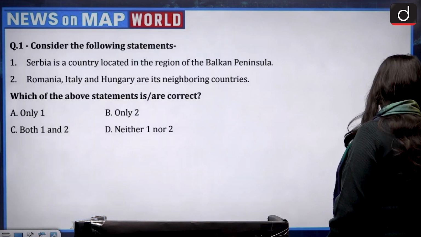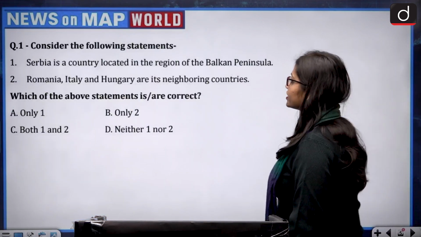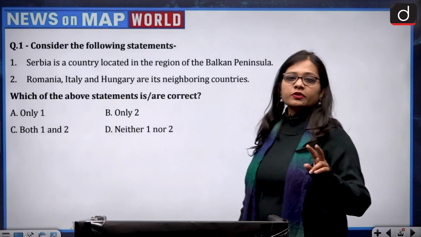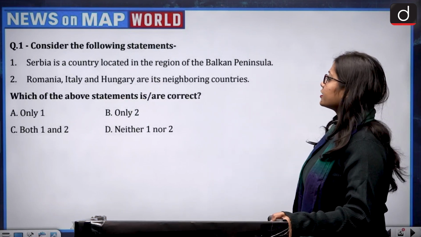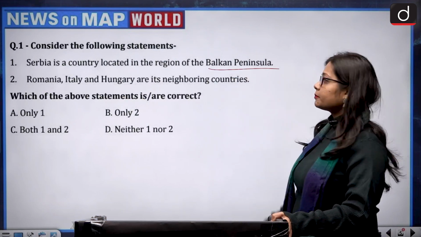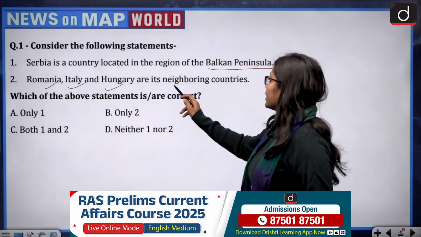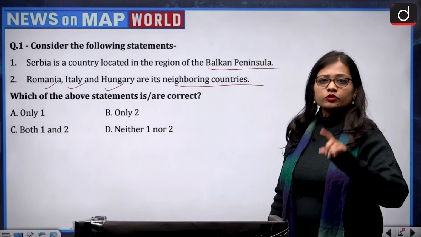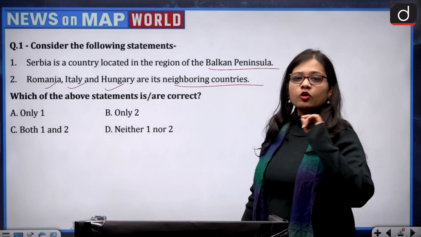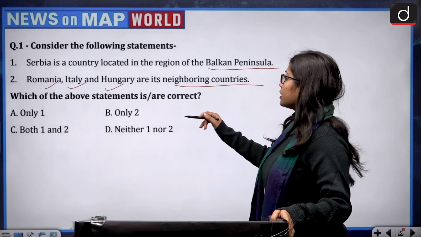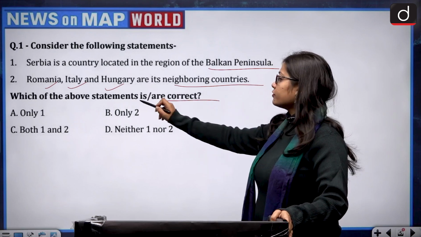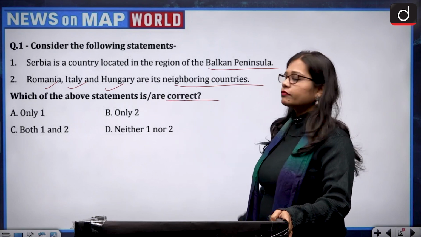The first question talks about, consider the following statements. There are 2 statements given. First, Serbia is a country located in the region of the Balkan Peninsula. Second, Romania, Italy and Hungary are its neighboring countries. So the country in context is Serbia. Which of the above statements is or are correct? Only 1, only 2, both 1 and 2, neither 1 nor 2.